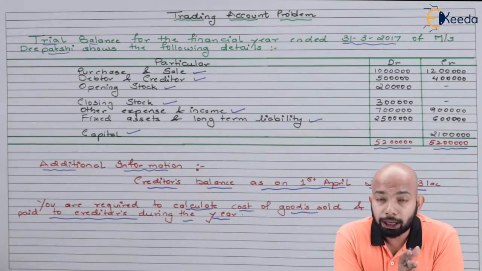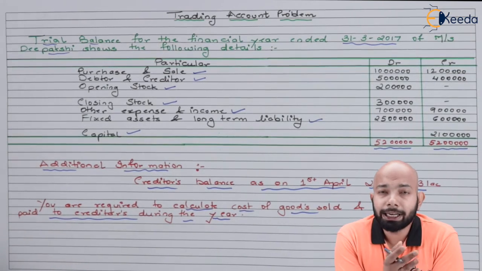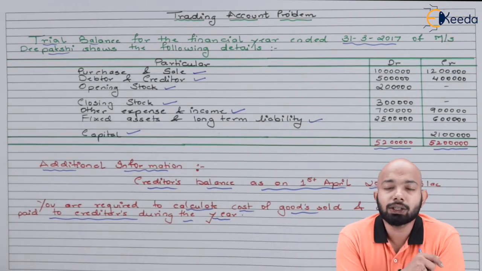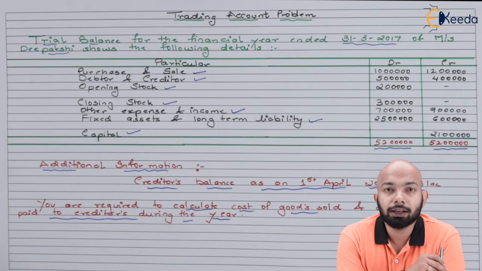We are required to prepare the cost of goods sold and the amount that we have paid to the creditors. These two things are what they've mentioned here. So we'll start with the details of preparation for this phase 1 problem. Let's start with the calculation part.